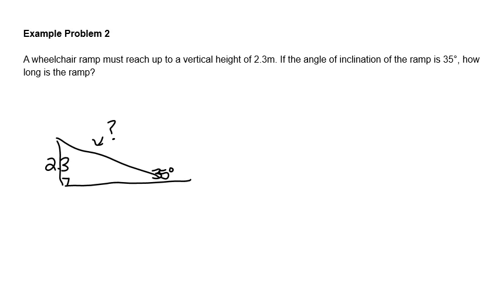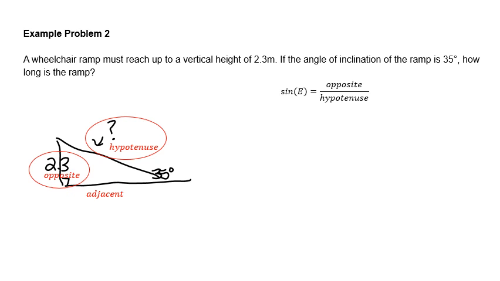Okay, so let's label our triangle. We have our hypotenuse, which is the ramp itself. We have our opposite, which is that vertical height. And our adjacent is the horizontal or the ground. So we were given the opposite side, and we're looking for the hypotenuse. So which ratio has opposite and hypotenuse in it? Sine.